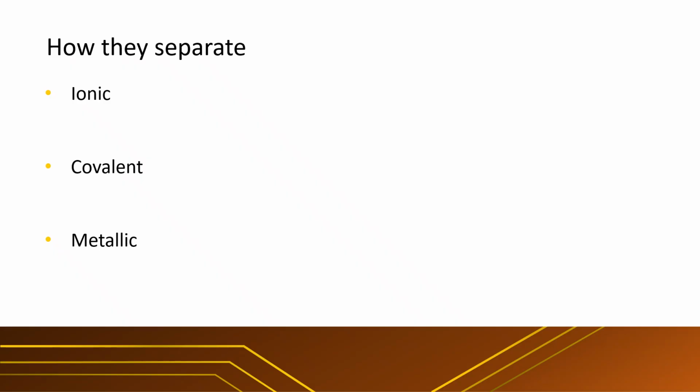Now you need to have this idea of how they're going to separate when they are melting or dissolving. Ionic compounds break into ions. They break down into separate ions. So let's look at an example. I'll use sodium chloride. Sodium is a metal, chlorine is a nonmetal, ionic compound. When it melts or when it dissolves in water, it's going to split apart into sodium ions and chlorine ions.